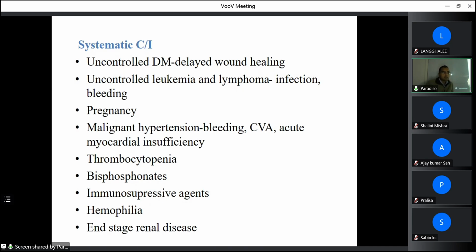In case of renal disease, you have to see the urea creatinine. If the urea creatinine is normal, and if the patient is undergoing dialysis, what happens is that during dialysis they use the anticoagulant heparin. So you should not extract the tooth or do any surgical procedure on the day of dialysis, because during dialysis an anticoagulant is used. Usually low molecular weight heparin is used during dialysis. So the chances of bleeding are more, and it's better to avoid any surgery on the day of dialysis.